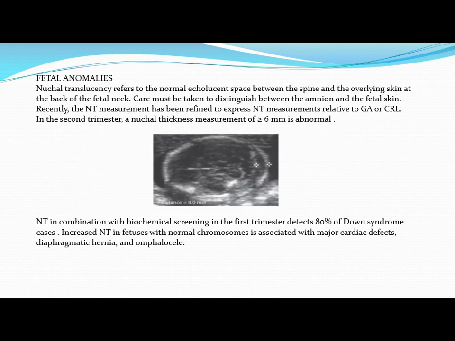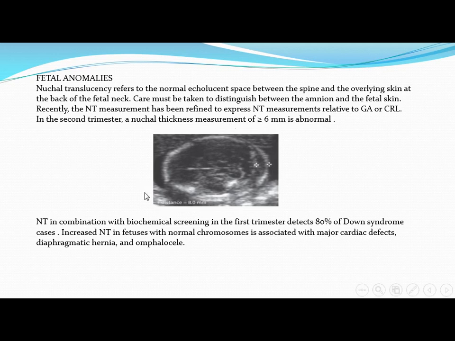Fetal anomalies. Nuchal translucency refers to the normal anechoic space between the spine and the overlying skin at the back of the fetal neck. Care must be taken to distinguish between the amnion and the fetal skin. Recently, the nuchal translucency measurement has been refined to express it relative to the gestational age or crown rump length. In the second trimester, a nuchal thickness measurement of greater than or equal to 6 mm is abnormal.